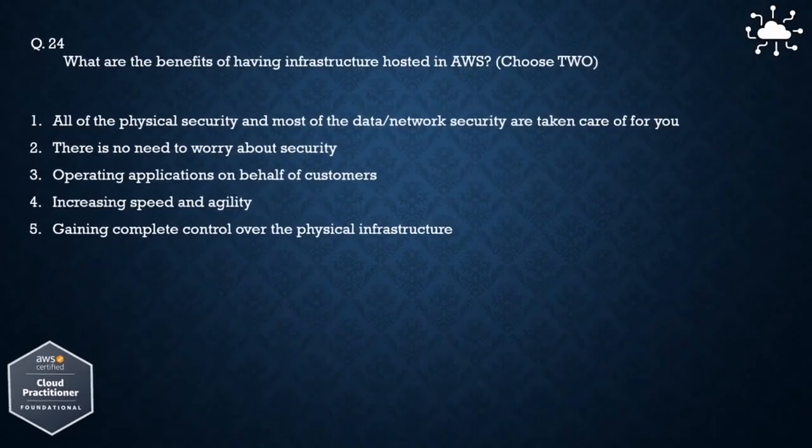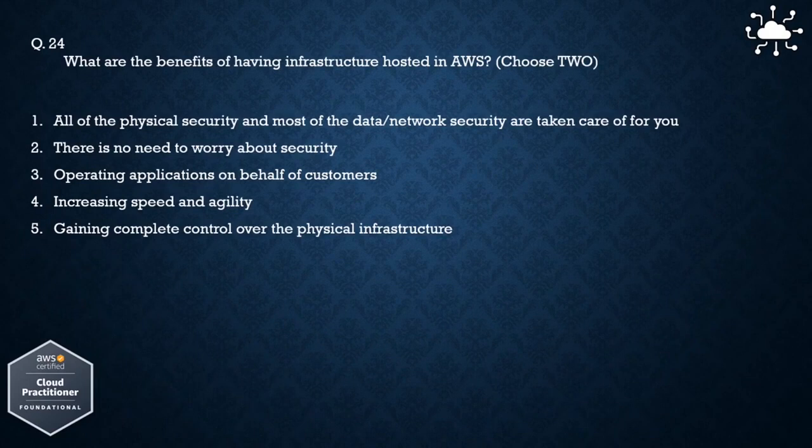Question number 24. What are the benefits of having infrastructure hosted in AWS? Choose 2. 1. All of the physical security and most of the data/network security are taken care of for you. 2. There is no need to worry about security. 3. Operating applications on behalf of customers. 4. Increasing speed and agility. 5. Gaining complete control over the physical infrastructure. The correct answers are all of the physical security and most of the data/network security are taken care of for you. And increasing speed and agility.